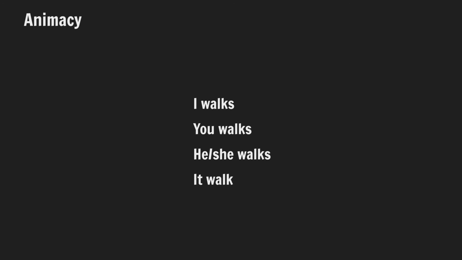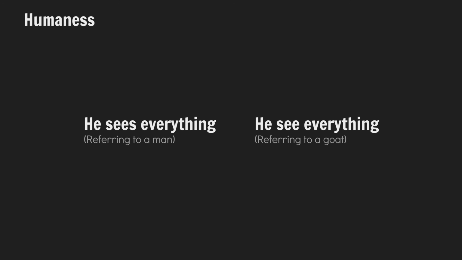You could have an animacy based agreement system, perhaps animate persons trigger agreement and inanimate ones don't. Or maybe a humanness based system. Person markers referring to humans trigger agreement, those referring to non-humans don't.